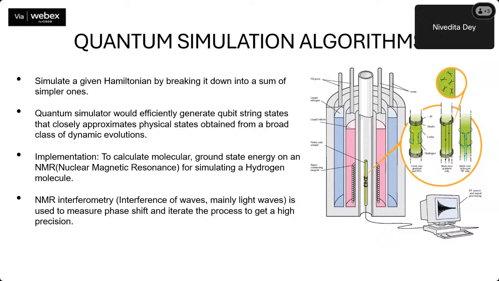Third one, so QFT and QA is gone. Basically, two of the bulk algorithms like Shor's and Grover, they have taken it. Now, the third one is quantum simulation algorithms.